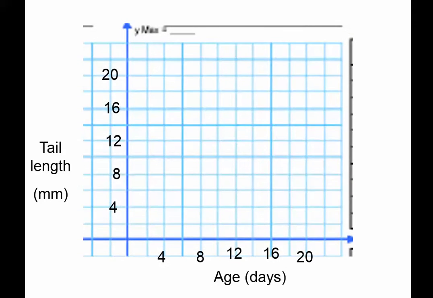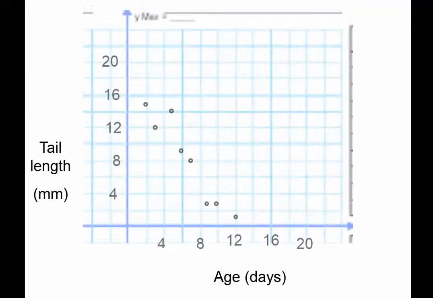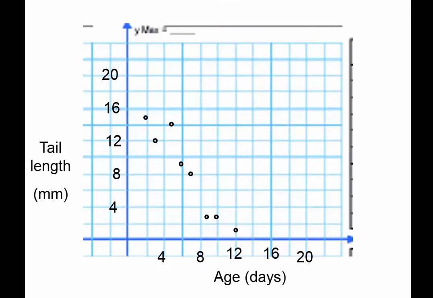Okay, let's see how you did. So your 8 points should look something like this, and they need to be pretty exact here. So if you find that you did your scatter plot incorrectly, I want you to go back and try to find where you made your mistakes and redo it. Otherwise, this is going to make no sense.